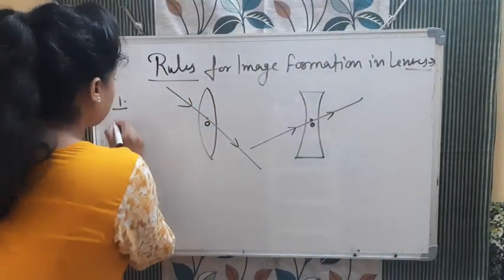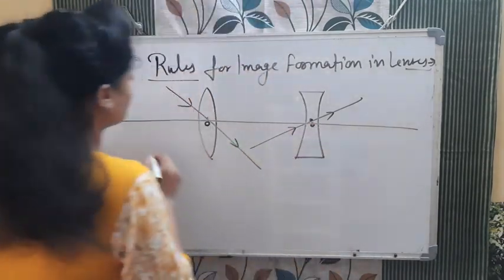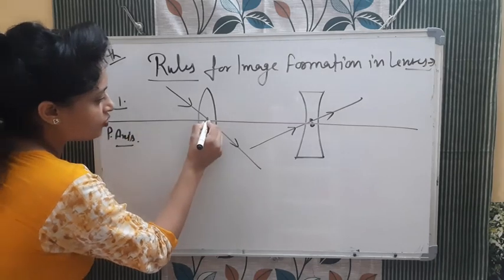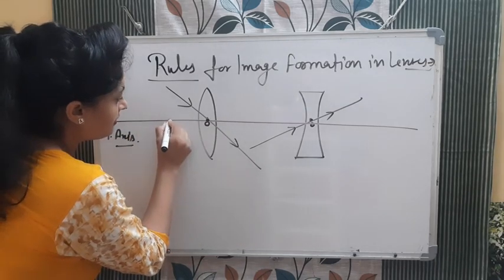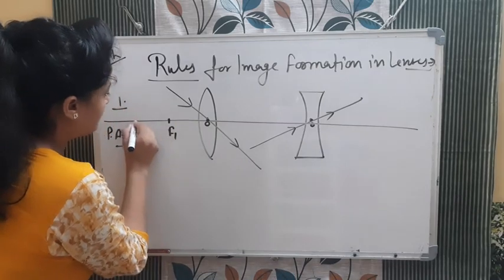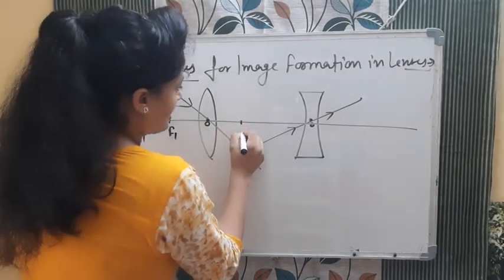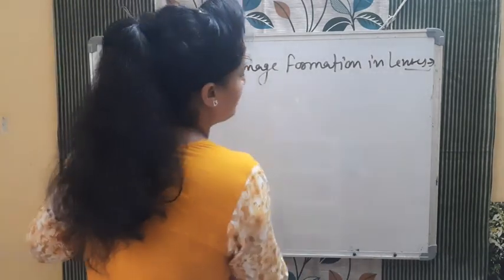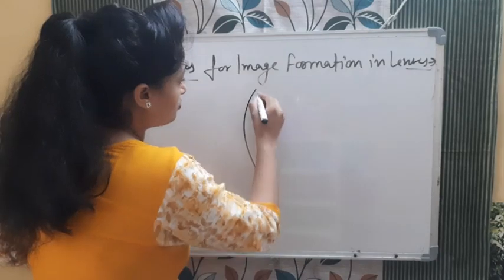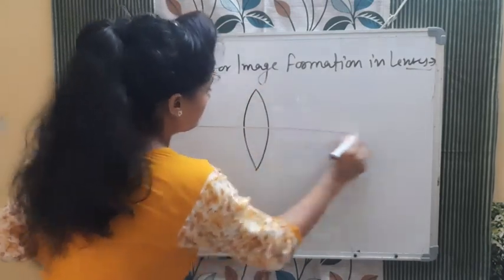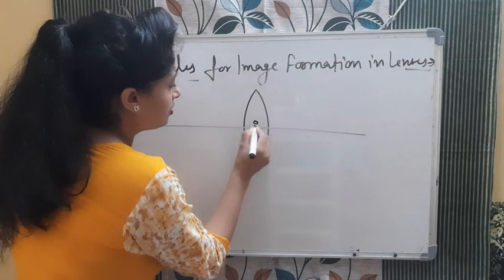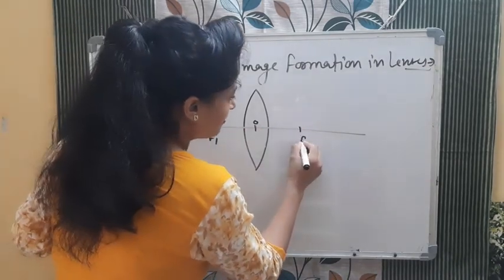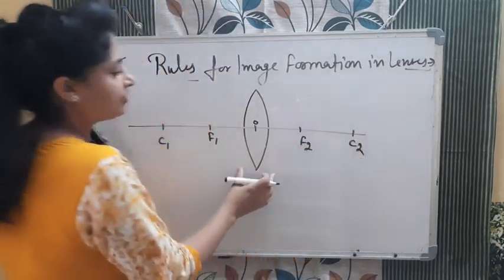The second thing is what? This is the principal axis, and this is the optical center. On this side it will be F1, C1, and the same way F2, C2 on the other side. I will make a different diagram. First we will see the rules for the convex lens. The first rule is the same: if a ray of light passes through the optical center, the same thing happens. So F1, C1, and the same way here F2, C2, for this convex lens only.